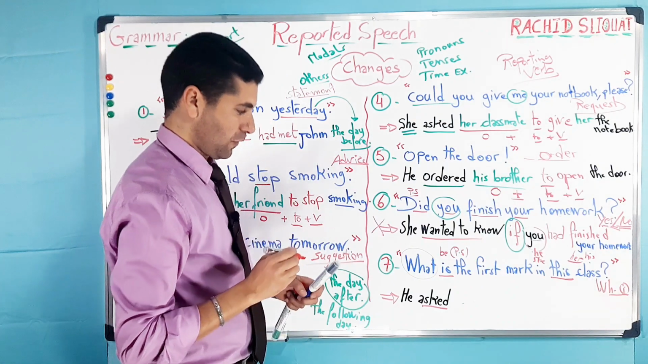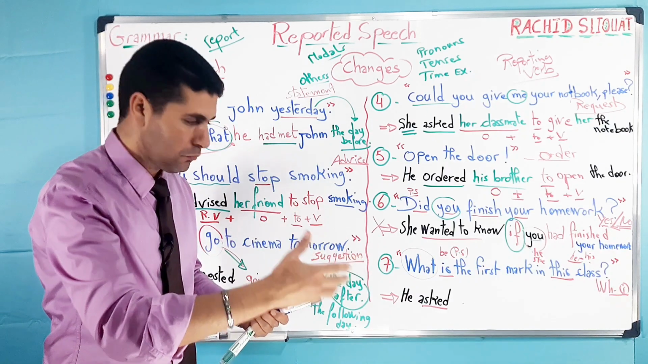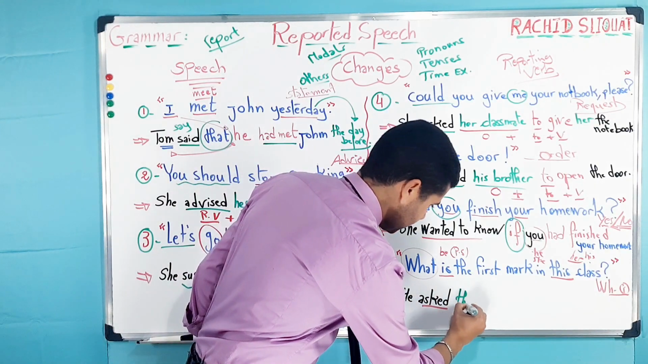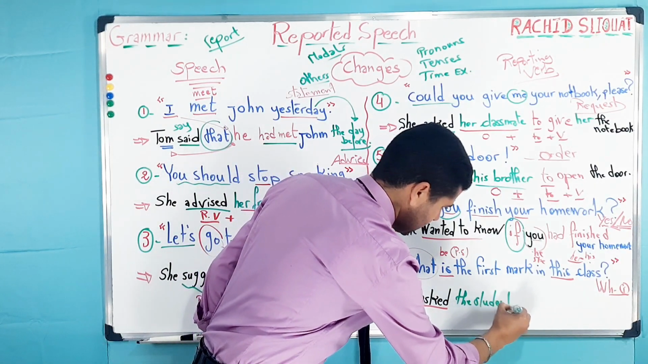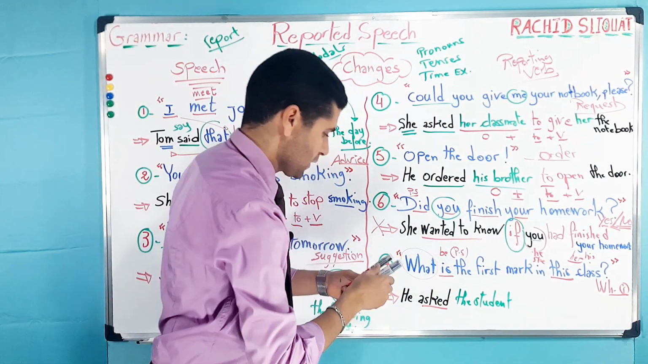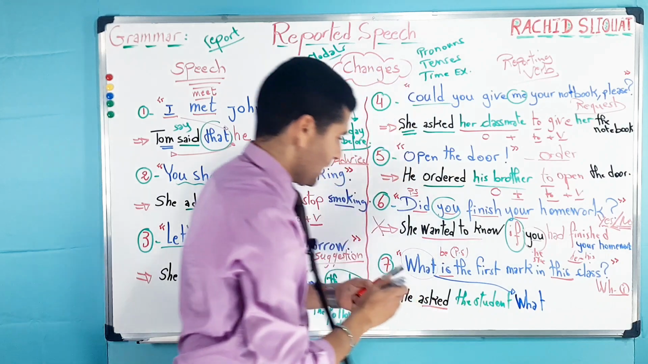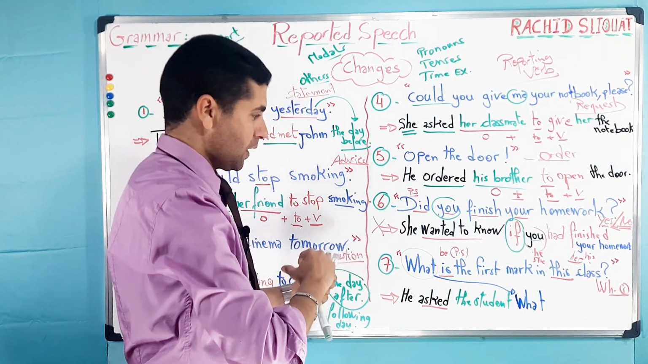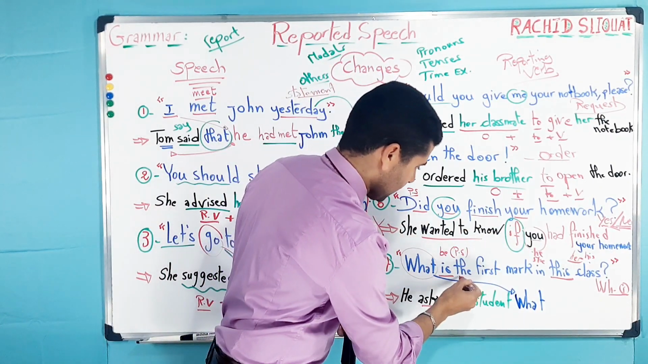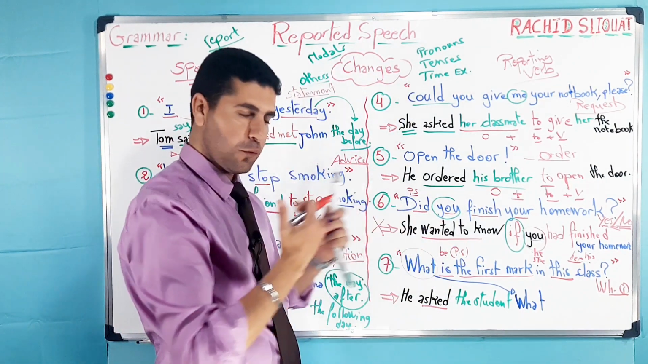This also changes. So he asked, we can say he asked someone. For instance, we can say he asked the student. He asked the student what. So here we use the WH word. What? The first thing. What? Now here we have is the first mark. What is the first mark? So here we have the subject. The first mark is the subject and is. So as you can see, the verb comes before the subject.